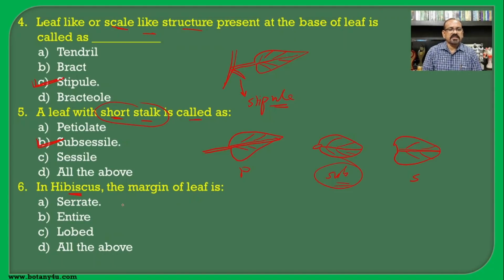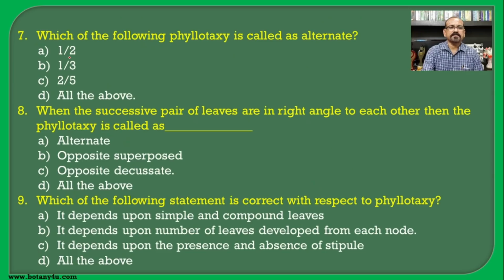Then in hibiscus, the margin of leaf is, if you see the leaf of the hibiscus, then here such a type of margin is there, and this type of margin is known as serrate margin, and hence serrate is the correct answer for this question.